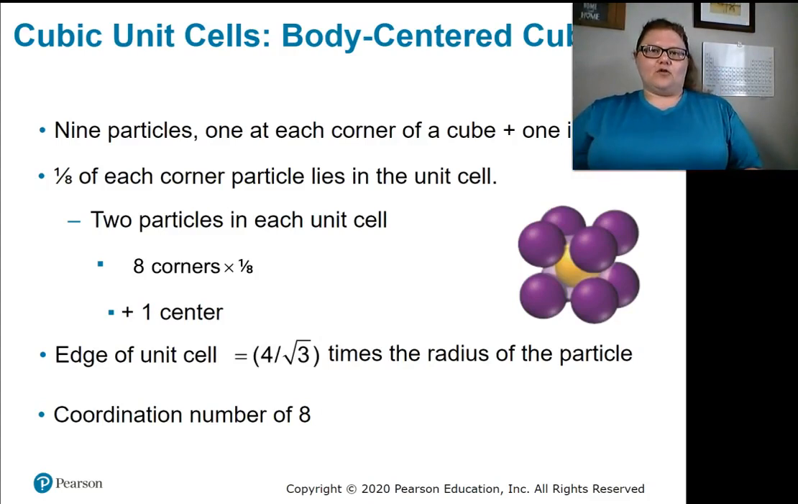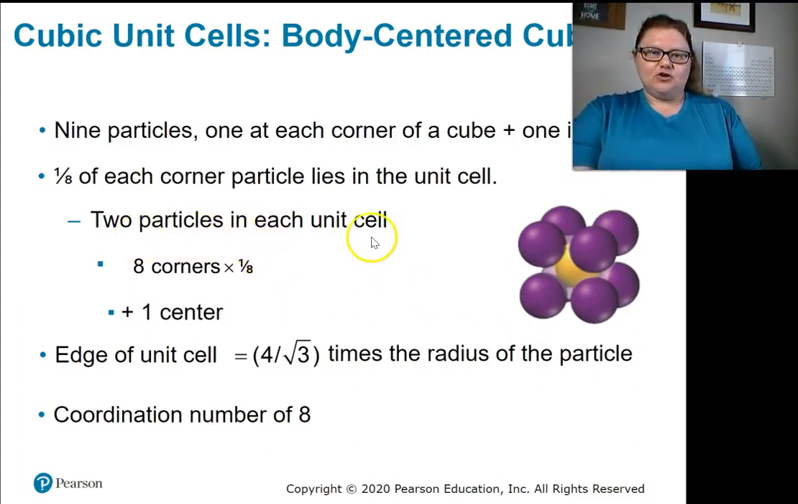All right. So here's a body-centered cubic, and you can see that we've shoved another particle in the center there, that orange part, and then the purple particles have spread out a bit. They're not completely touching. Okay, so here we have 9 particles. We had the 8 from before, and we've shoved that one in the middle. We have an eighth of each corner lying in the unit cell, just as before.